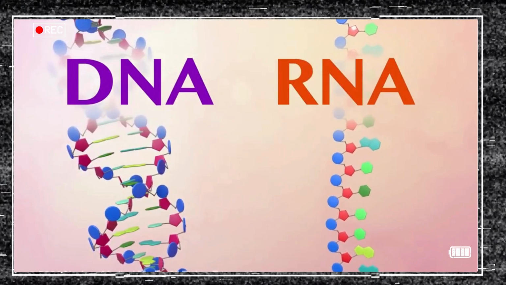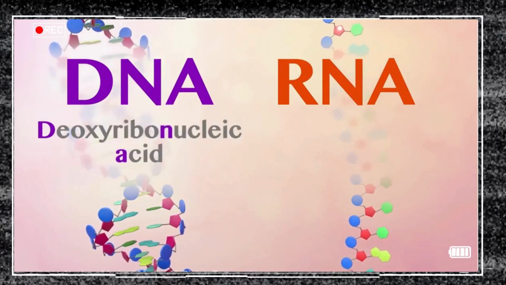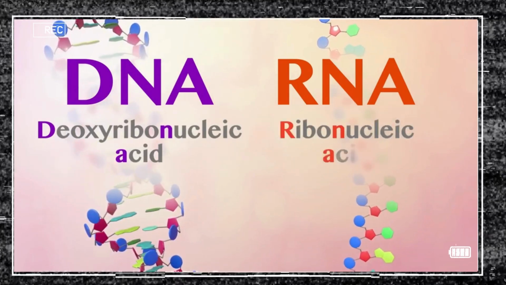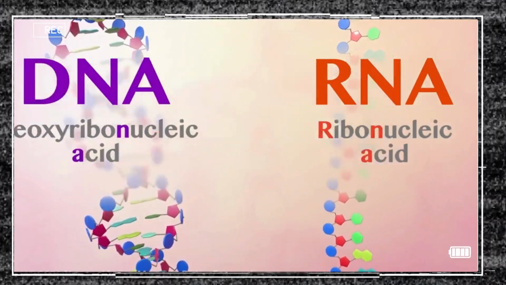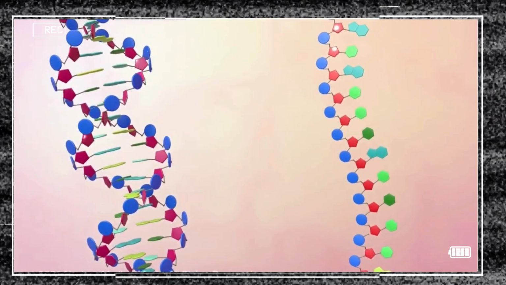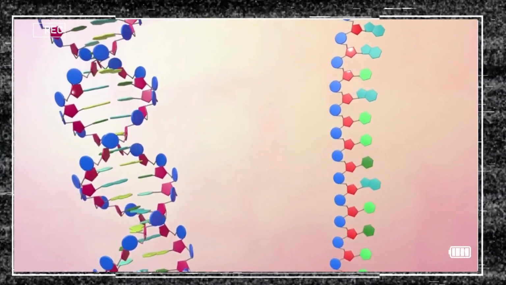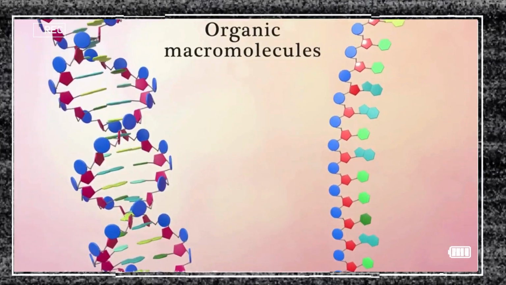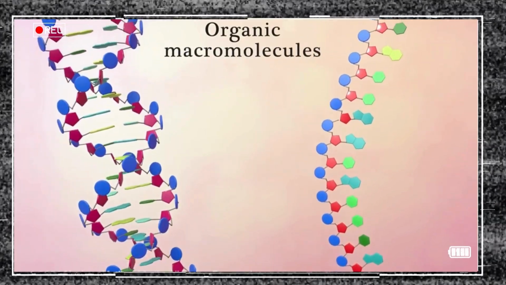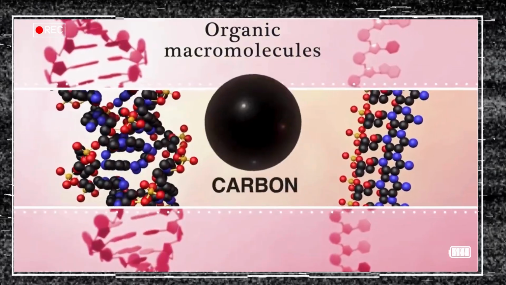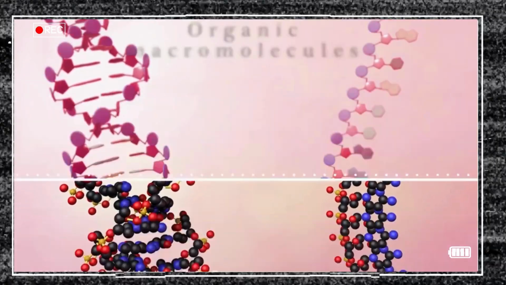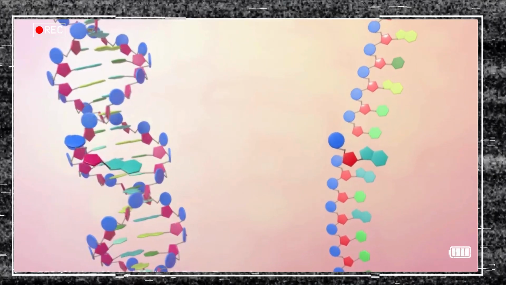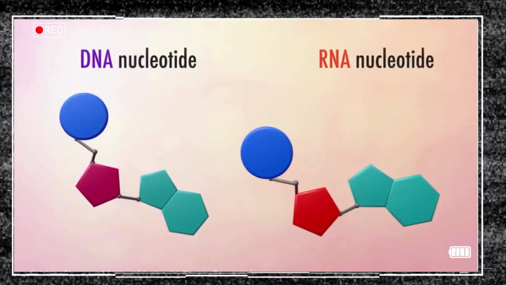DNA stands for deoxyribonucleic acid, and RNA stands for ribonucleic acid. As nucleic acids, both DNA and RNA are long organic macromolecules, which means they are very large molecules that contain the element carbon. Both DNA and RNA are composed of nucleic acid monomers called nucleotides.